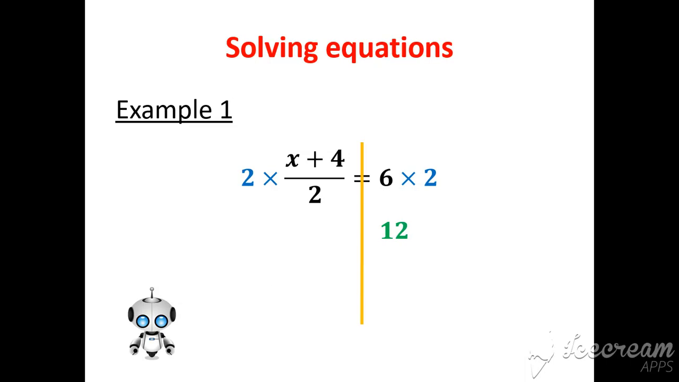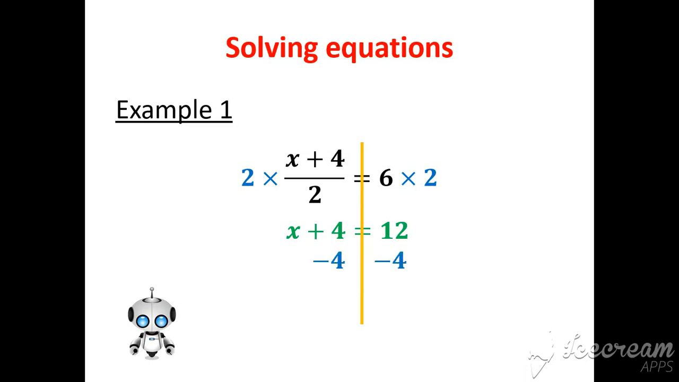Coming back to the left-hand side, we have this times 2 and this divide 2. Well, they cancel to 1 because any number divided by itself is 1. So 2 divided by 2 cancels to 1 whole and they disappear, leaving us with just the x plus 4. So after our first step of working, we have x plus 4 is equal to 12. Right, what's our second step? We'll see that plus 4, we're going to get rid of it by minusing 4.